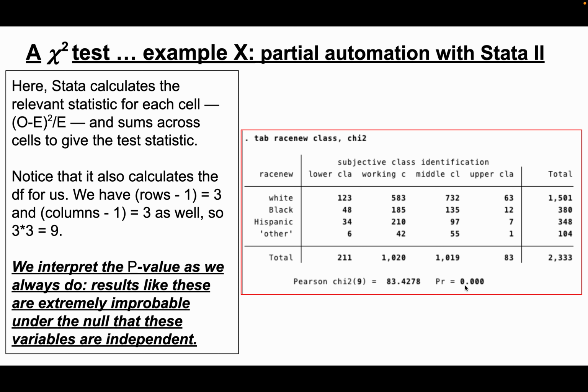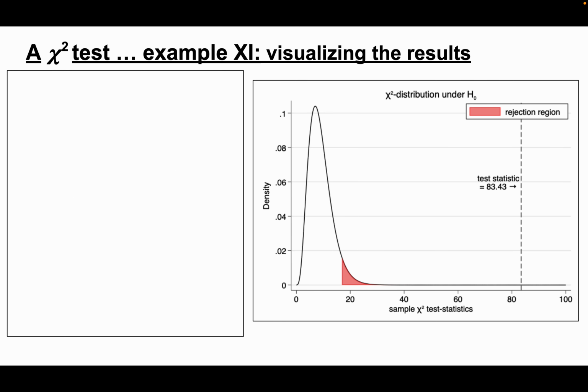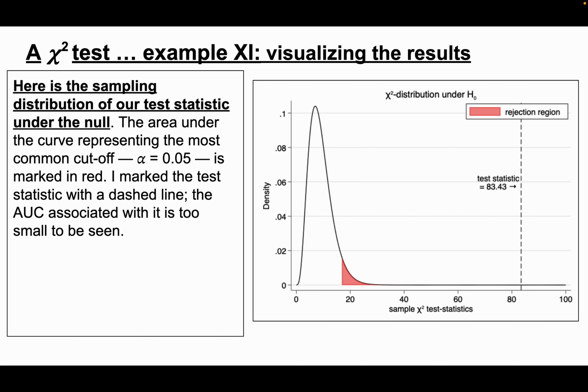So we get our p-value here, and this is easier to interpret. What this tells us is the probability of data such as these given the null hypothesis. It's extremely unlikely, or improbable to be most exact. So we reject the null of independence here. This is what this looks like on the sampling distribution. Here in red, as I often do, I marked the most common alpha, 0.05, which you'll see later on corresponds to a test statistic of 16 and change for degrees of freedom 9. And then here's our actual test statistic over here.